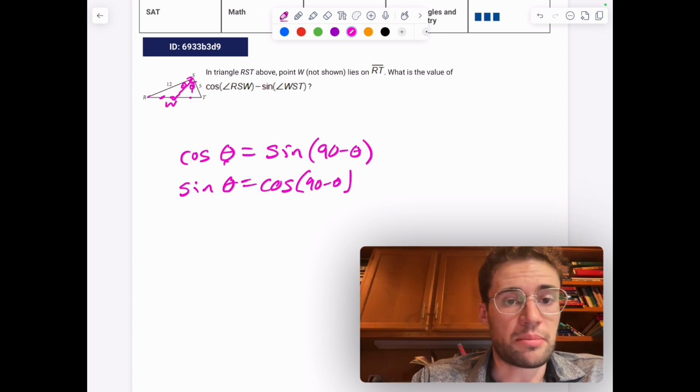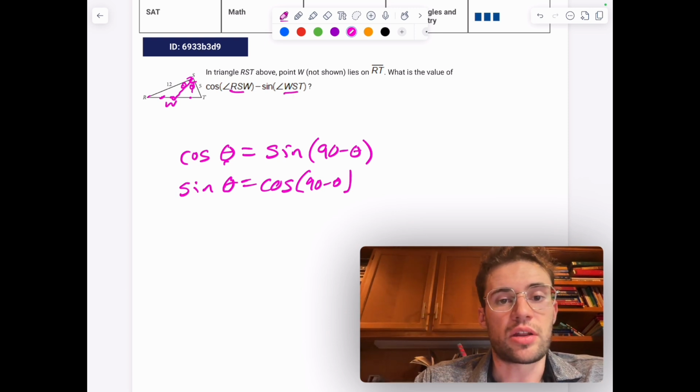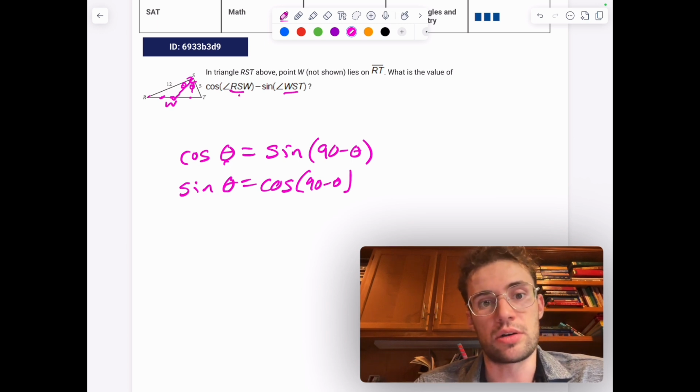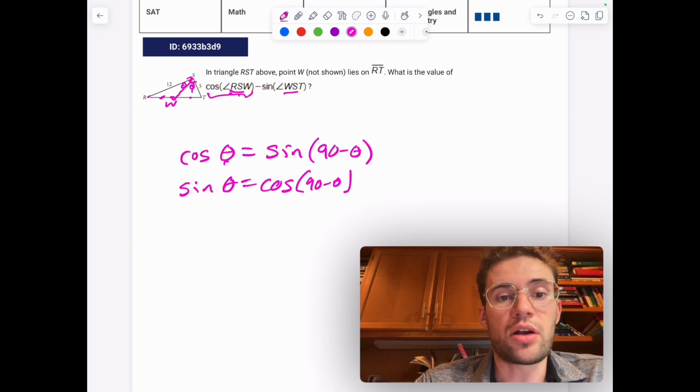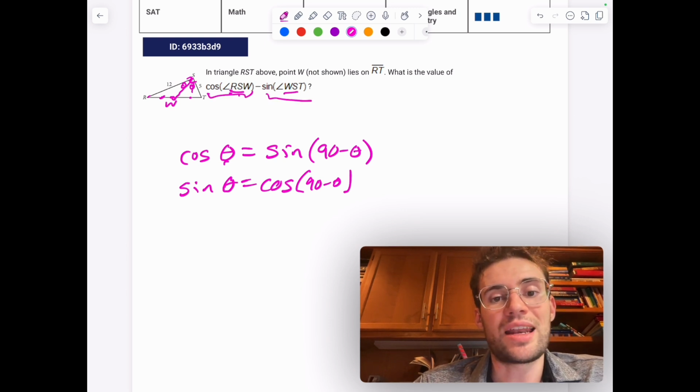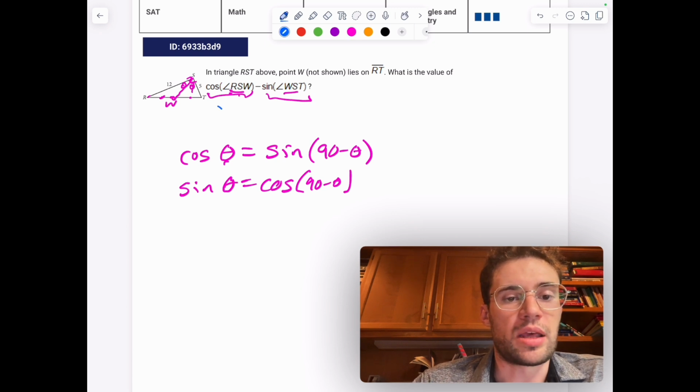So essentially what that means is if these two are complements of each other, then the cosine of this angle is equal to the sine of the complement of it. So these two are equal to each other. So whatever cosine of angle RSW is, sine of WST is the same thing. So this is just going to be like x minus x, and it's going to give you 0.